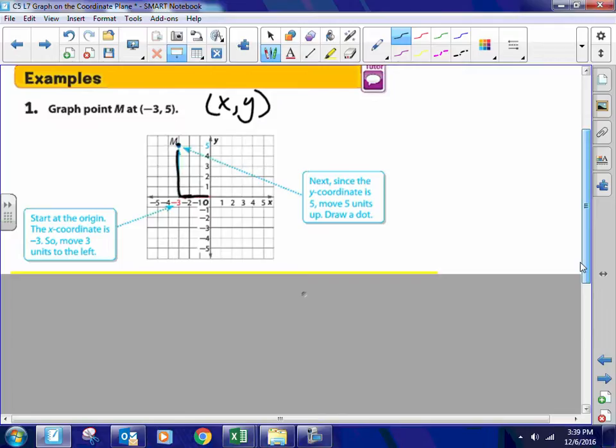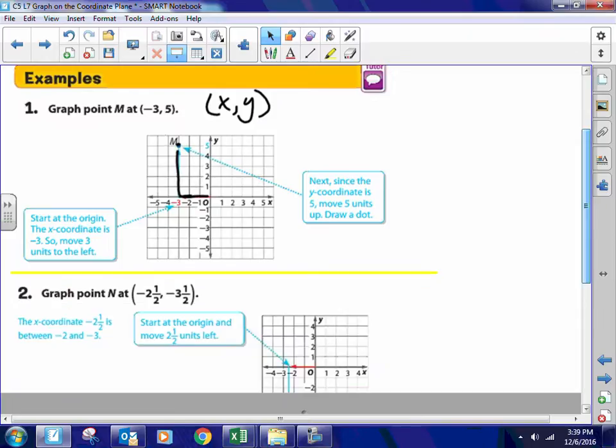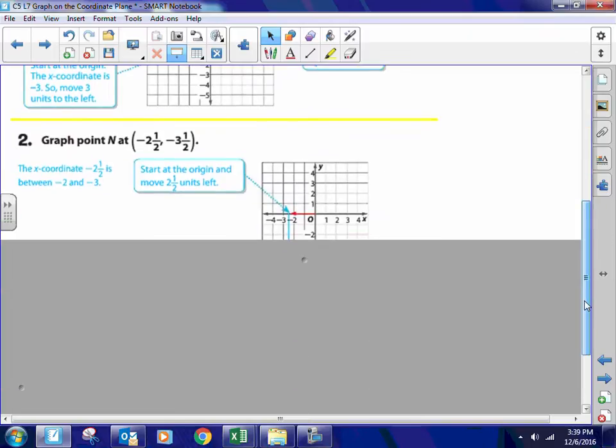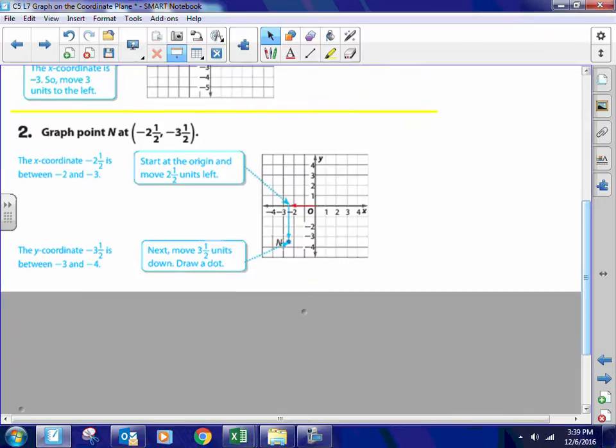Now, if it gives you a letter to label the point, all you need to do is label it with the letter. If they do not give you a letter, it would be wise of you to label the points so you don't have to continually try to figure out what that point is. Now, here we go. They graph N. Graph point N at -2.5, comma -3.5.